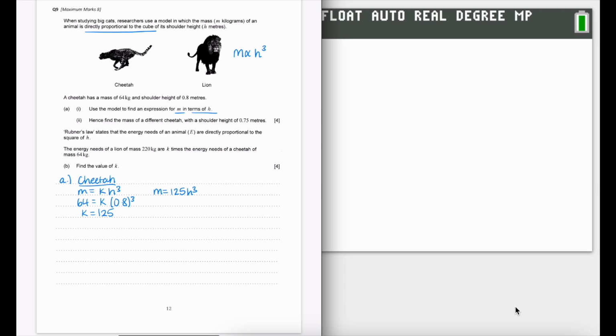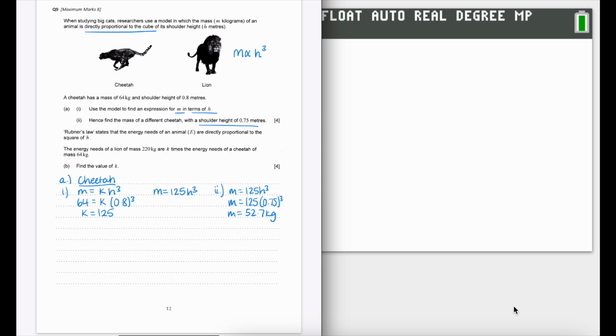For part II, it says for a different cheetah, if the shoulder height is 0.75, we need to find the mass. So we know the equation is m is equal to 125 h cubed. I now know that the shoulder height h is 0.75. So m equals 125 times 0.75 cubed. I can substitute that into my calculator and find that it's 52.7 kilograms to 3 significant figures.